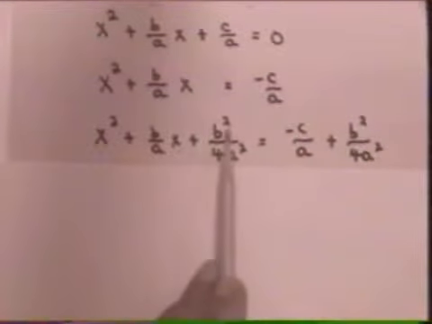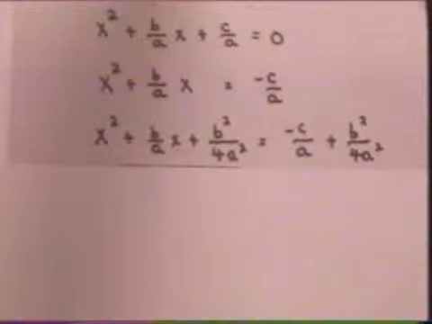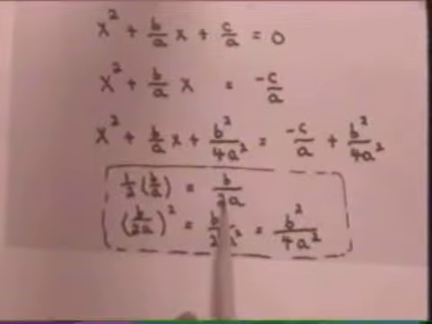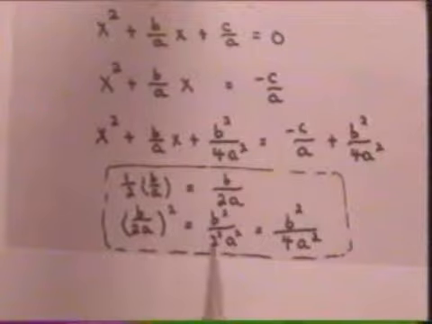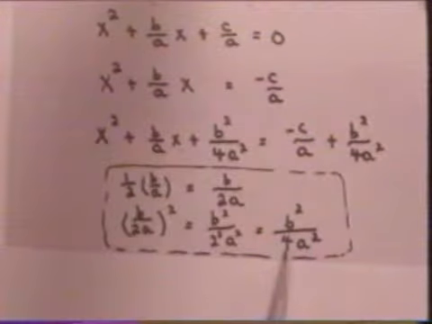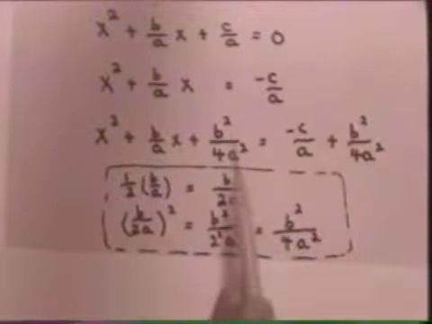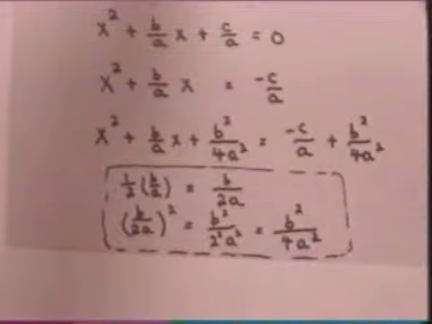Now you might wonder, where does b squared over 4a squared come from? Well, I did tell you, but now I'm going to show you. What I do is, I take half of the linear coefficient, and half of b over a would be b over 2a. 1 times b is b, 2 times a is 2a. Then I square it. b squared would be b squared, and then it would be 2 squared times a squared on the bottom. And of course 2 squared is 4, so I have b squared over 4a squared. That's what I add to both sides. So that's how I came up with b squared over 4a squared.